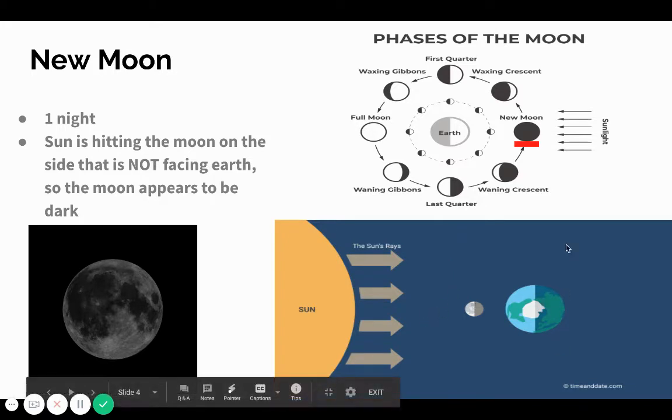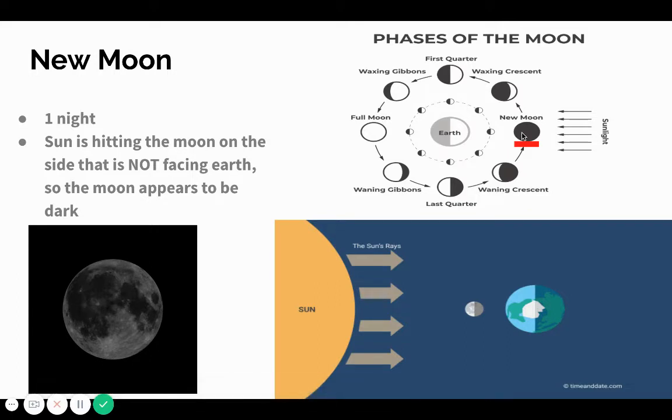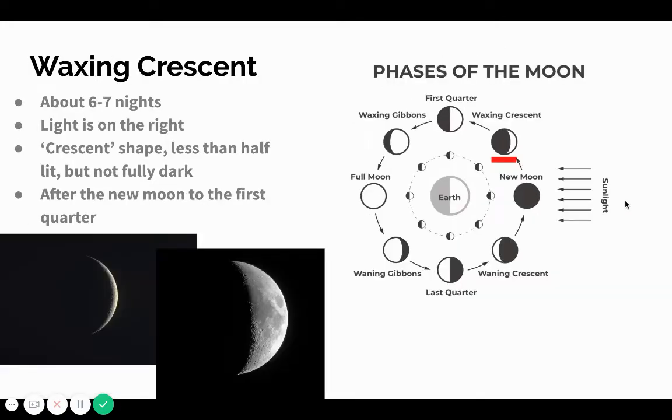The new moon, here in our cycle, lasts for one night and one night only before transitioning to the next phase, which is a waxing crescent. Waxing means light on the right. Yes, anytime you hear waxing, light on the right. Waxing equals light on the right.